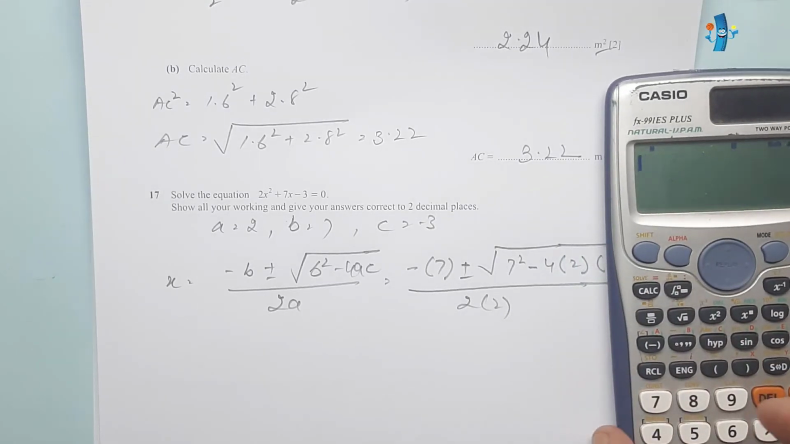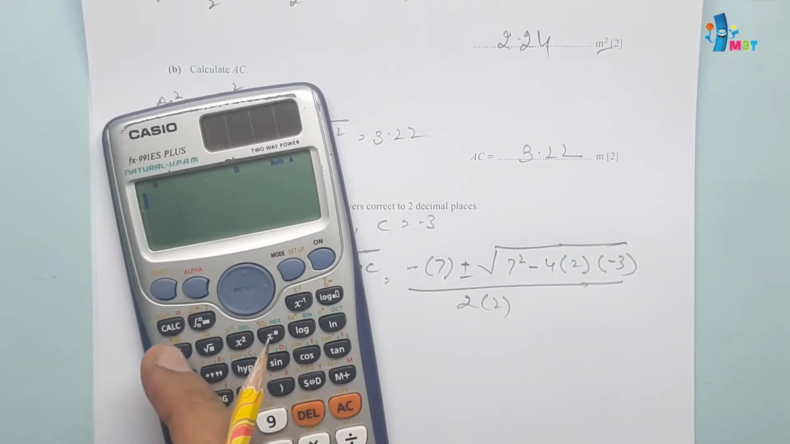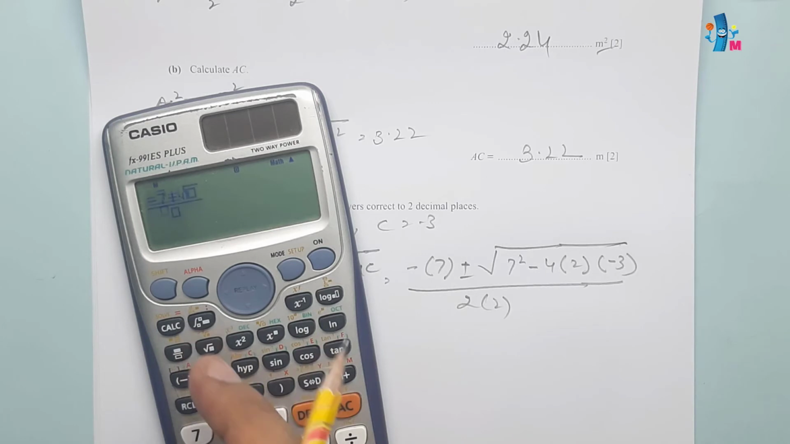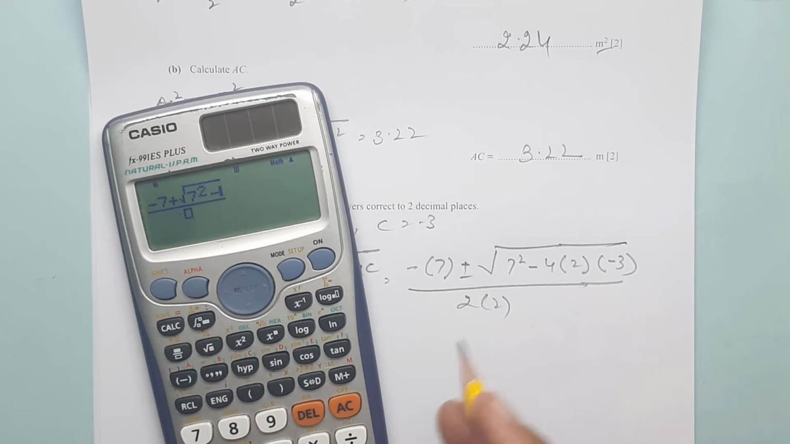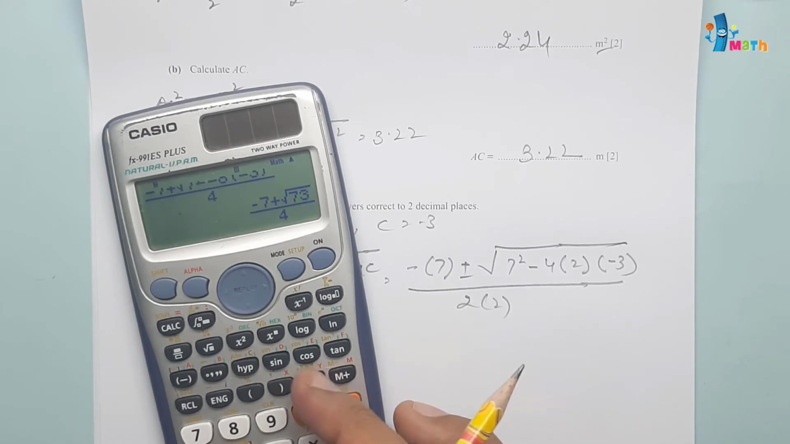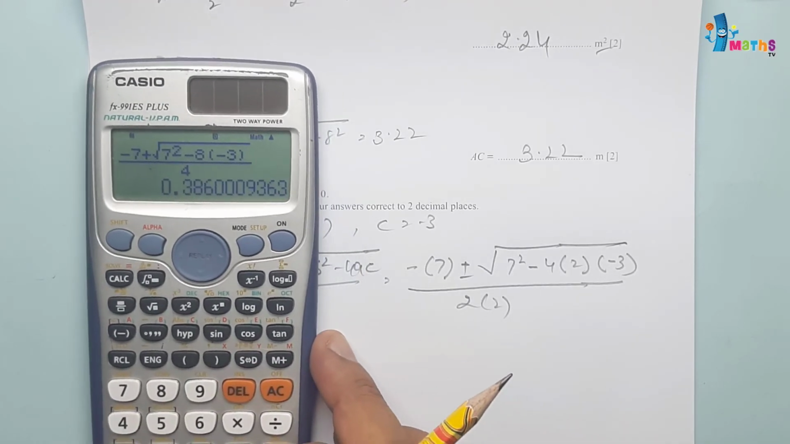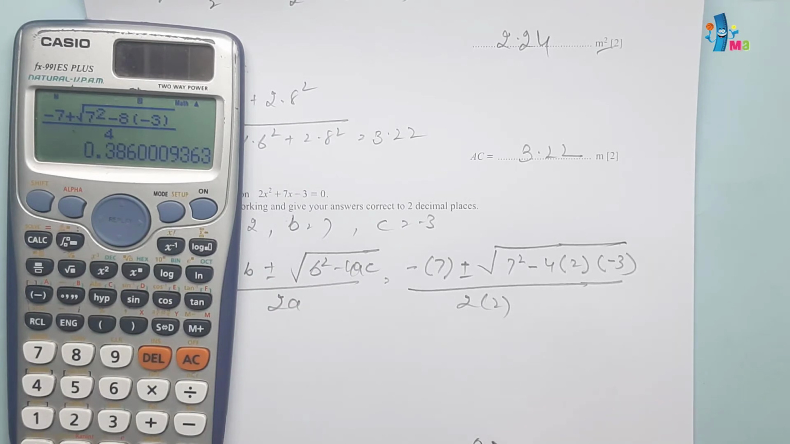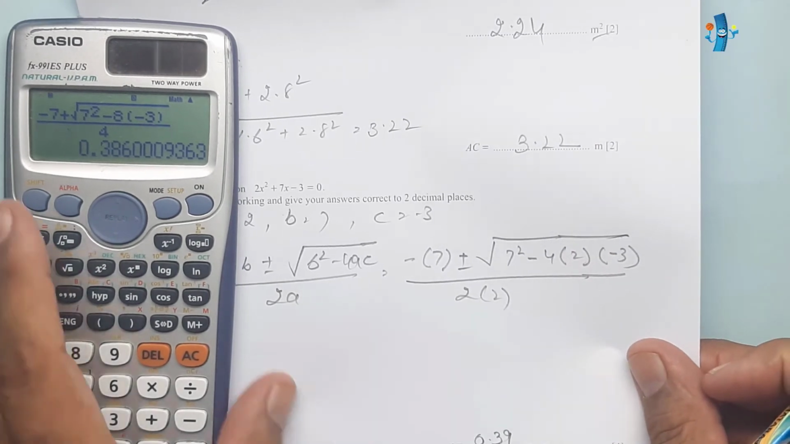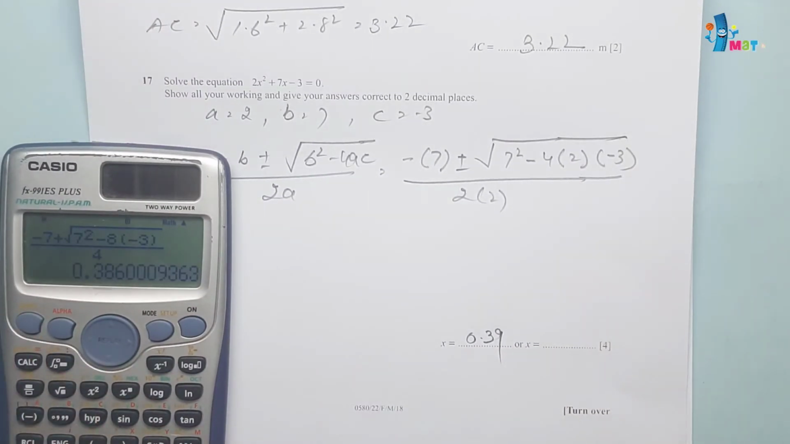I'll replace the first plus value: minus 7 plus, then I will calculate the negative also. This will be 7 squared minus 4 into 2, which is 8, so 8 into minus 3, divided by 4 into 2, which is 4. So this will be our answer, which is 0.386, so we can write 0.39 as the answer. I'll move the page a little above. This is 0.39 which we have calculated.